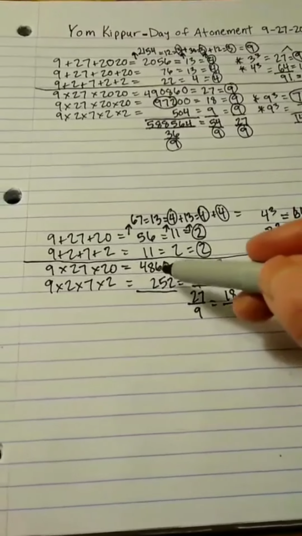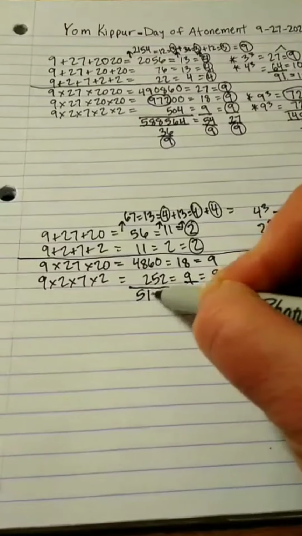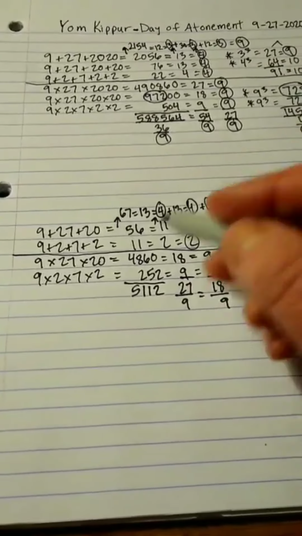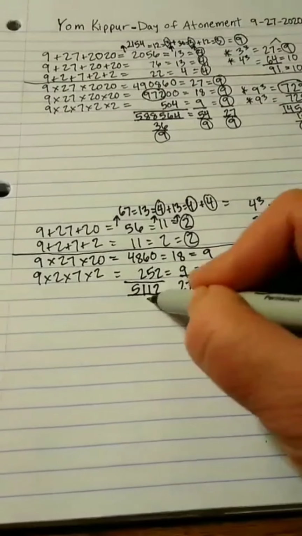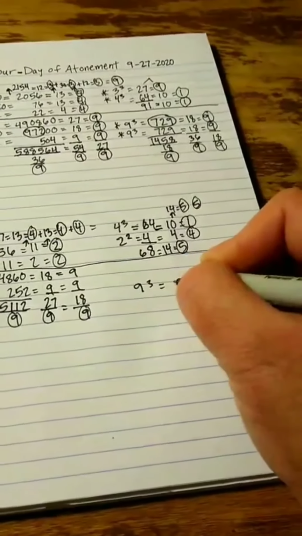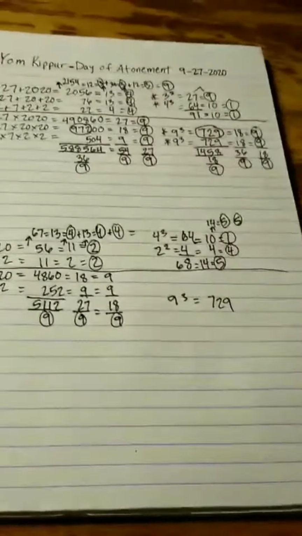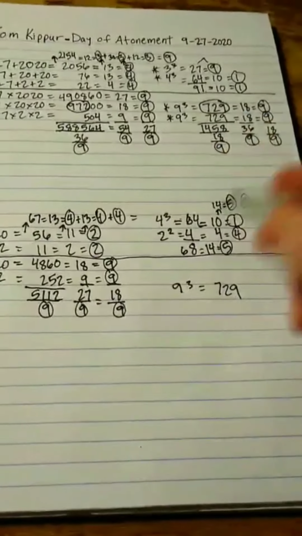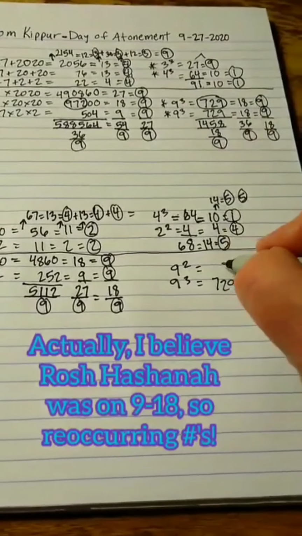And then we have 48, 60 plus 252 is 5, 1, 1, 2. All right, so 5 plus 1 plus 1 plus 2 is 9. So here we go again, our 3 9s. 9 to the third power again is 729. Look how significant that is. And actually, these were doubled there, so 9 and 9. So we have 9 squared. 9 times 9 is 81.